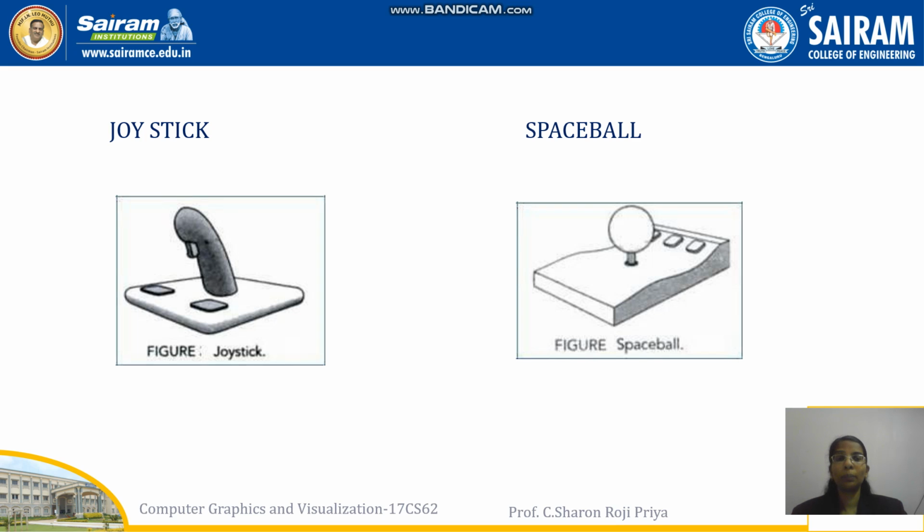It looks like joystick, but it has a ball on its top, and I cannot move the stick until I apply some pressure on this ball, because inside this ball I have pressure sensors, and when I apply pressure I can move the stick. I can move the stick in all directions, that is top, bottom, front, back, and left and right, and I can twist in 3 directions. These are some physical input devices.